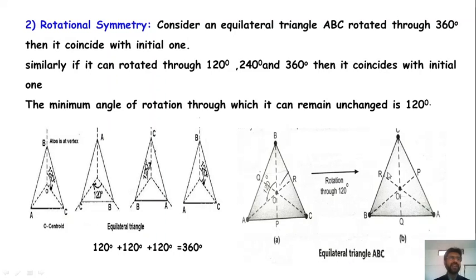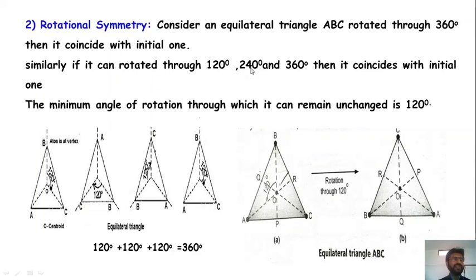Now in this case, if that triangle can be rotated through 120 degrees, also through 240 degrees, and 360 degrees, then it coincides with the initial one. That means if it gets rotated through 120 degrees, there is no change in its structure.